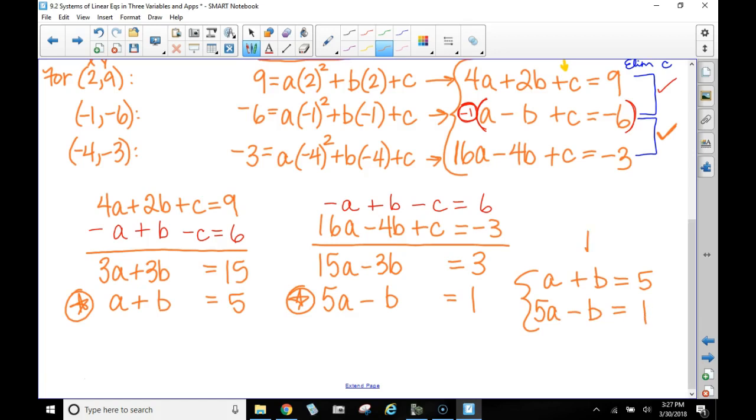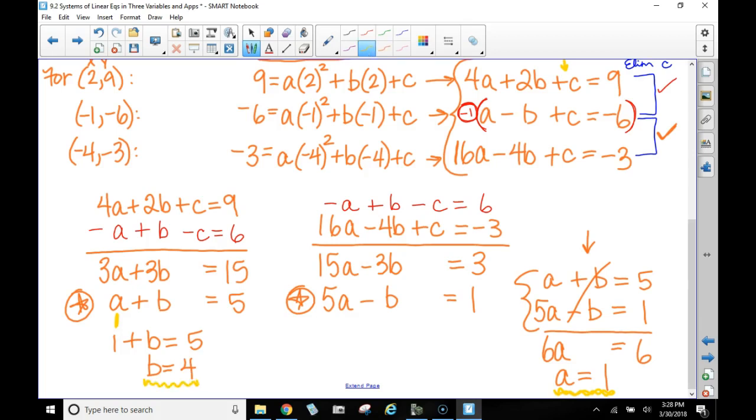The reason I said oh good is because I already have opposite coefficients for my b. When I add these together, I will have 6a, that falls out, equals 6. And so, y'all, a is 1. Keep that in mind. If a is 1, we should be able to find what b is. 1 plus b equals 5. Subtract 1 from both sides, so b will be equal to 4.